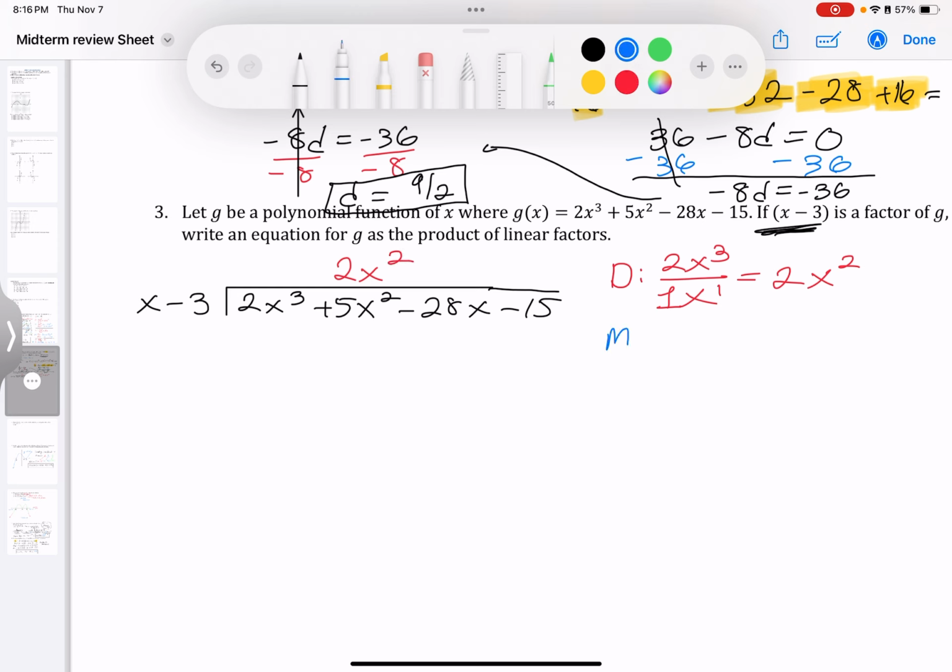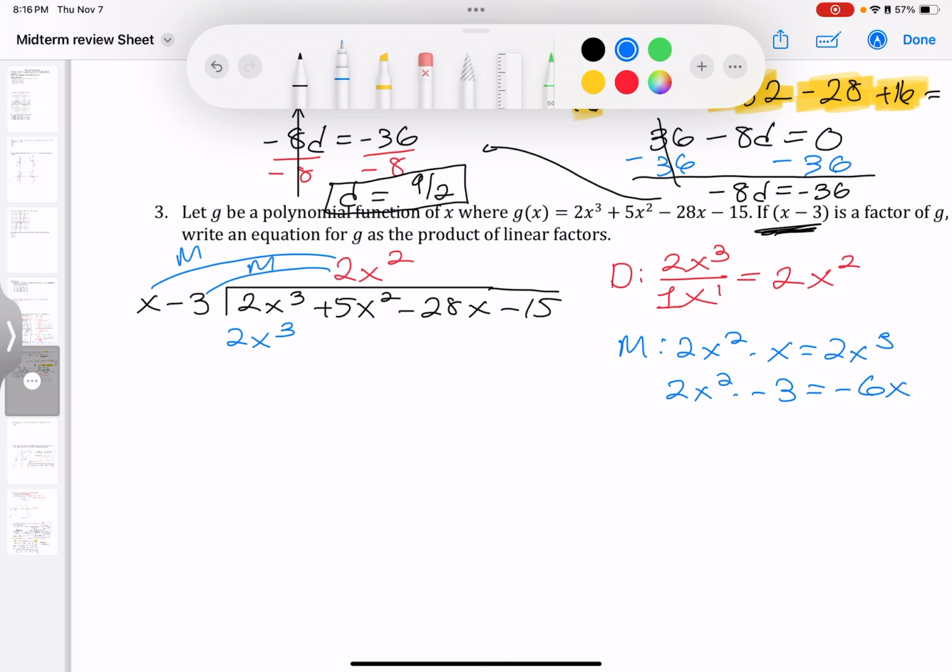After that, we're going to multiply. So in this case, I'm going to do it a little bit different. We're going to multiply. So 2x squared times x is 2x cubed. I'm putting that down here. And then we're also going to multiply again. So that's going to be 2x squared times negative 3. And that's negative 6x squared.